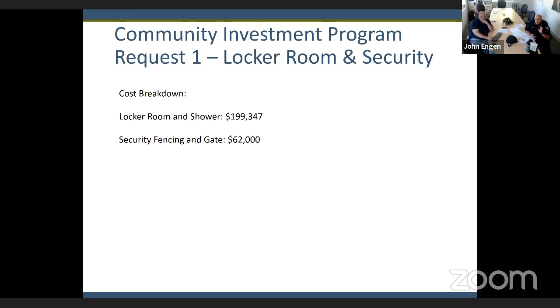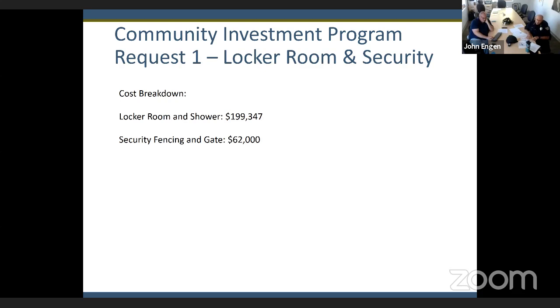So, cost breakdown. I've talked about the locker room and the shower. So the CIP has a global cost. The first part of that cost is for the shower and locker room, and the cost for that is $199,367. The other piece of the CIP is for security fencing and a gate. So let me talk about what that $62,000 represents.